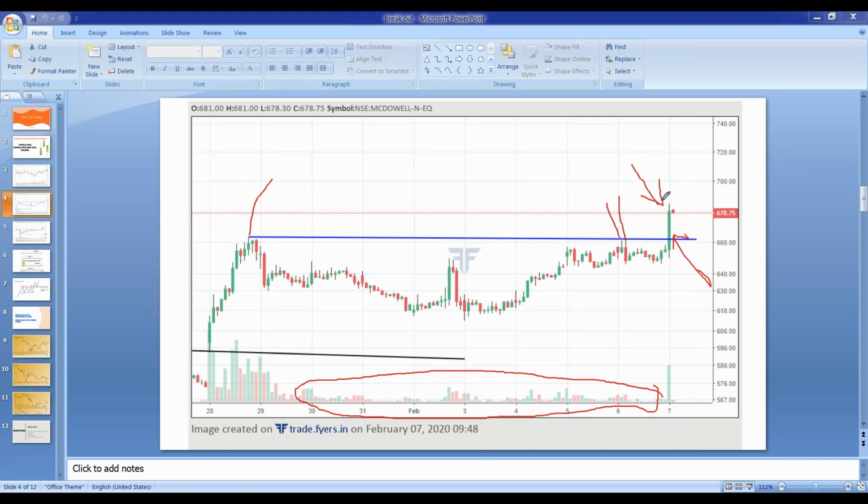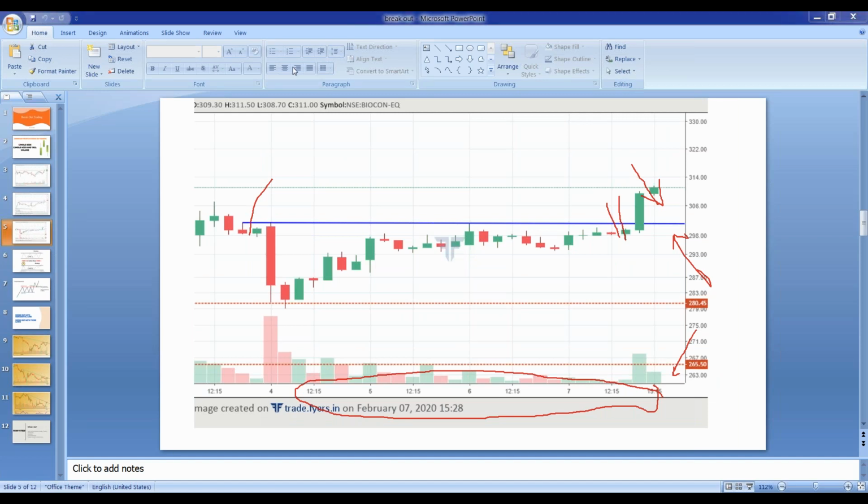Candle size is bigger, very big candle size, also with a high volume. The volume is also very high. So this is one of the breakout what we will be looking for. So I am talking about breakout now, and then we will be moving forward to how breakout fails. Now let's talk about the third chart.